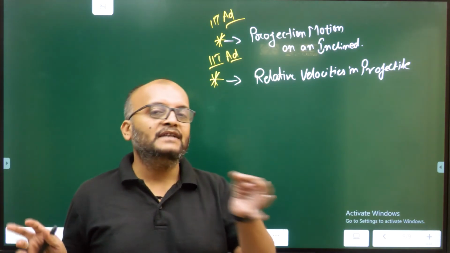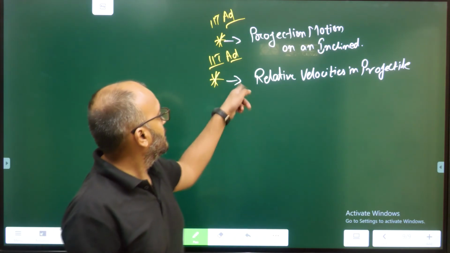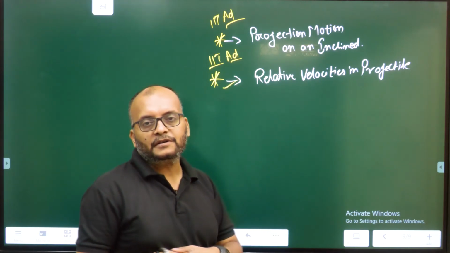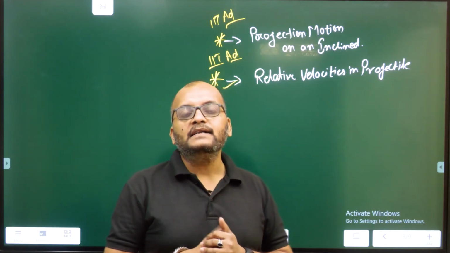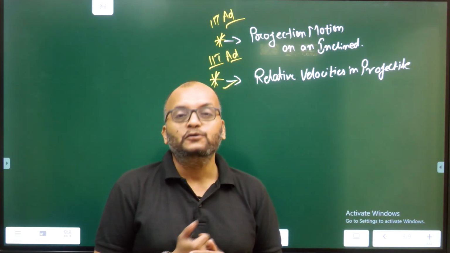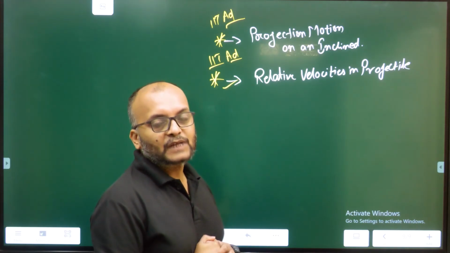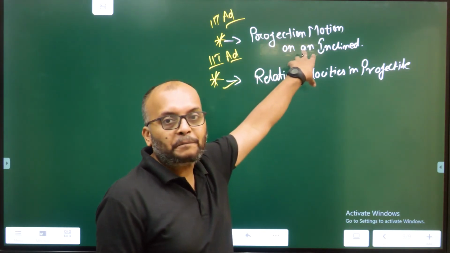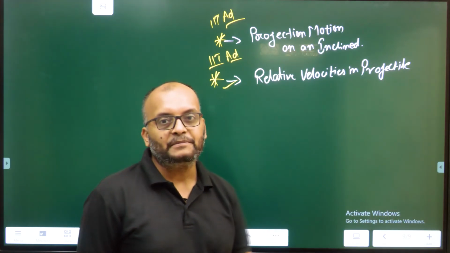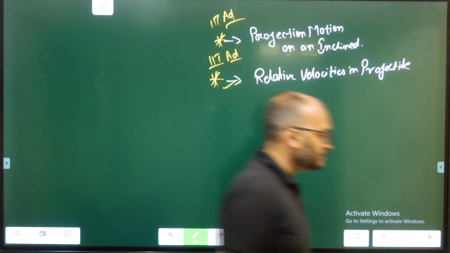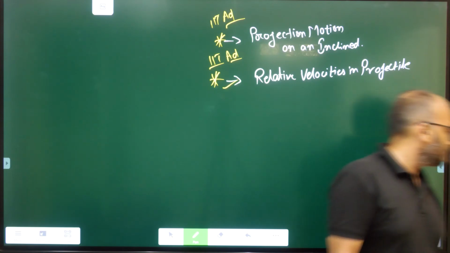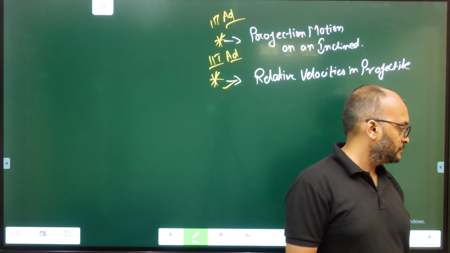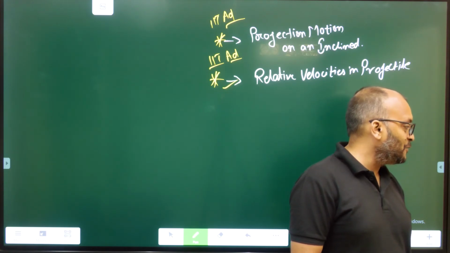In AIIMS, once a direct question was there related to relative velocity. Else not. But can they be asked? Yeah, they can be. We don't know the future. So I want your suggestion. Should we do these two topics or should we move on to the next chapter? What do you say? The next chapter we will do these topics on our own. You will do on your own.